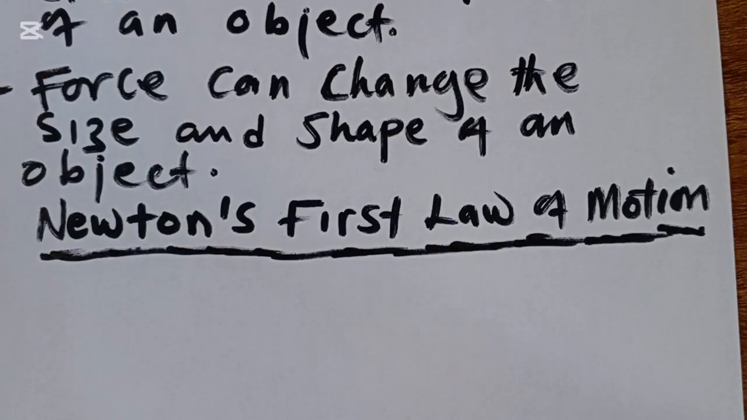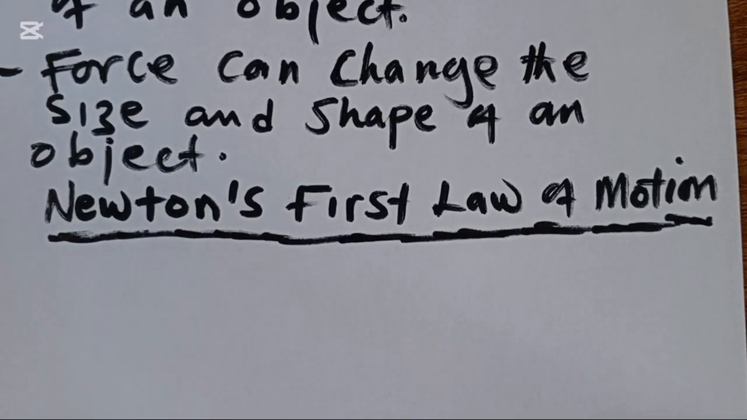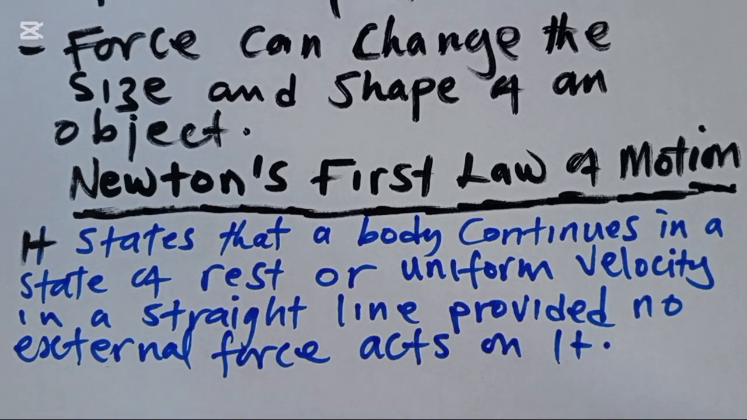Newton's first law of motion. What does Newton's first law of motion state? It says that a body continues in a state of rest or in uniform velocity in a straight line, provided no external force acts on it. That is what we call Newton's first law of motion.